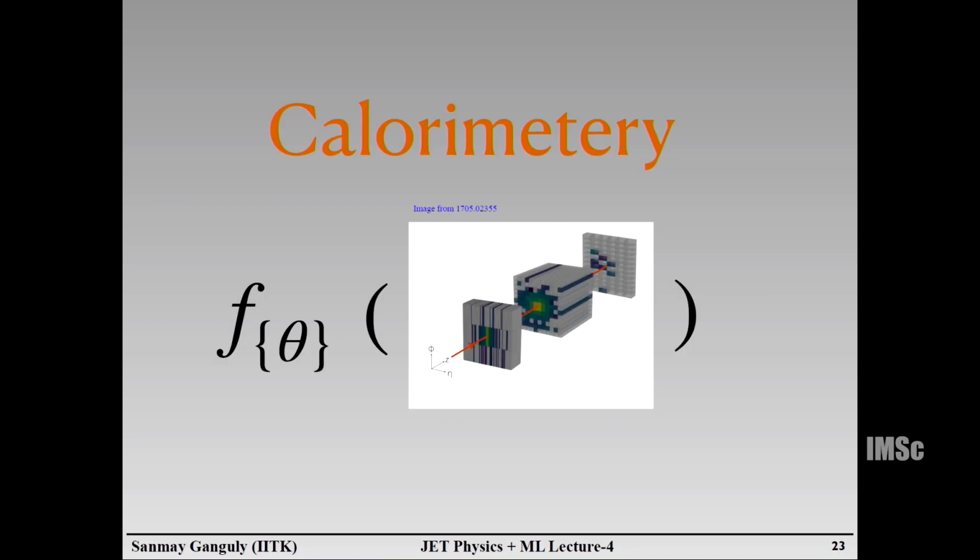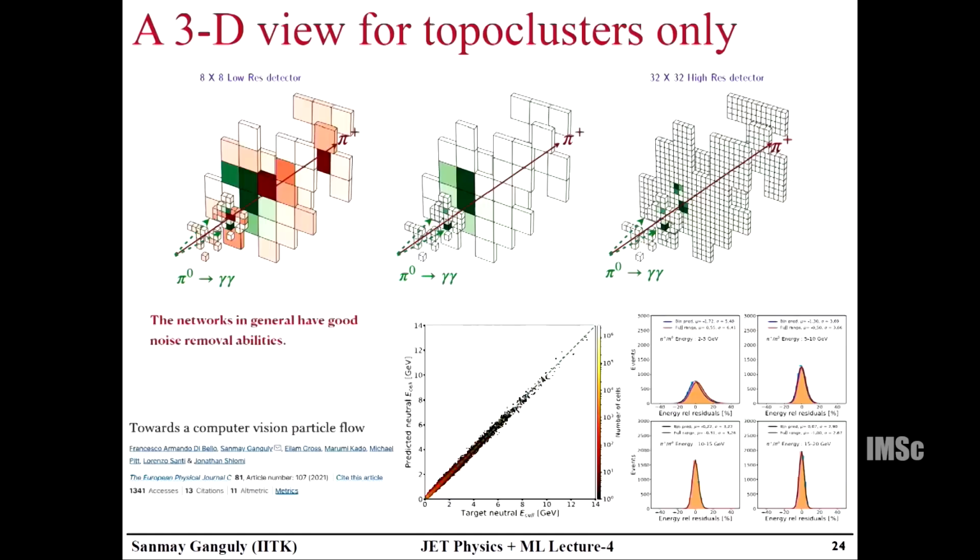Great. Now, let's be a bit more specific: in calorimetry, this is where I started my journey in machine learning, where there are overlapping neutral pions and charged pions, like shower developing, and I tried to separate them using graph neural network methods.